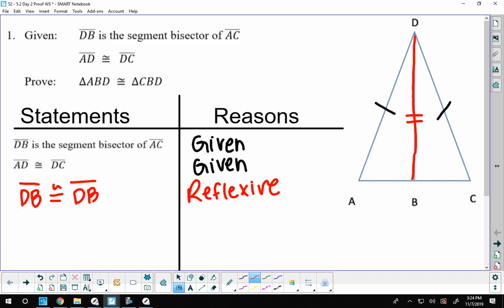Okay, the next step, you want to look at your givens and say, what information do I know because of my givens? So the first given is that segment DB is the segment bisector of segment AC. So segment DB is doing the bisecting and it's cutting segment AC in half. So here's segment AC and DB is cutting segment AC in half. So that means this half, AB, is congruent to this half, BC. So segment AB is congruent to segment BC.